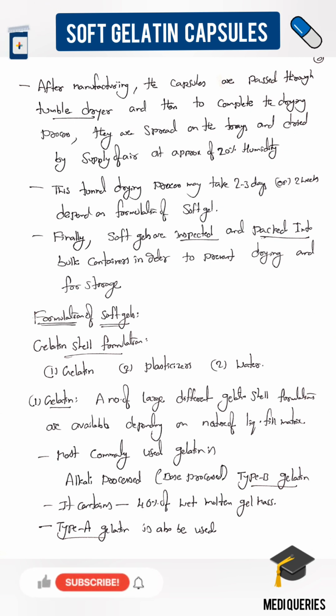Coming to the formulation of the soft gels, gelatin shell formulation: gelatin, plasticizers, water. The first one is gelatin. A number of different gelatin shell formulations are available depending on the nature of the liquid fill matrix. Most commonly used is type B gelatin, that is alkali process, that is base process gelatin. It mainly contains 40% of the wet molten gel mass. Sometimes type A gelatin is also used.